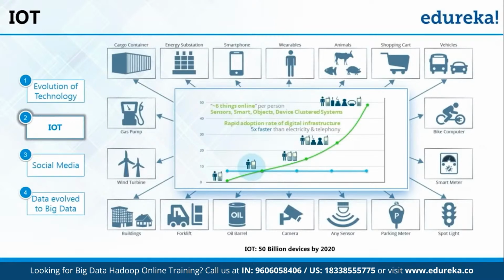Now we can see that because of IoT we are generating a huge amount of data. Now there is one stat that is there in front of your screen. If you notice, by 2020 we'll have 50 billion IoT devices. So I don't think I need to explain much how IoT is generating a huge amount of data. So we'll move forward and focus on one more factor, that is social media.